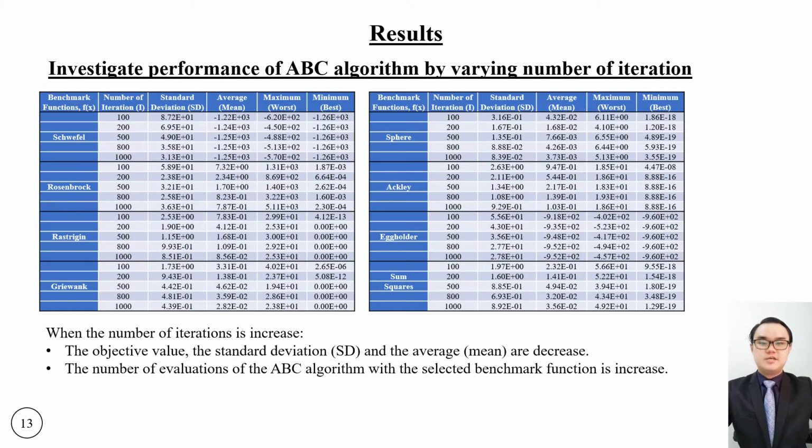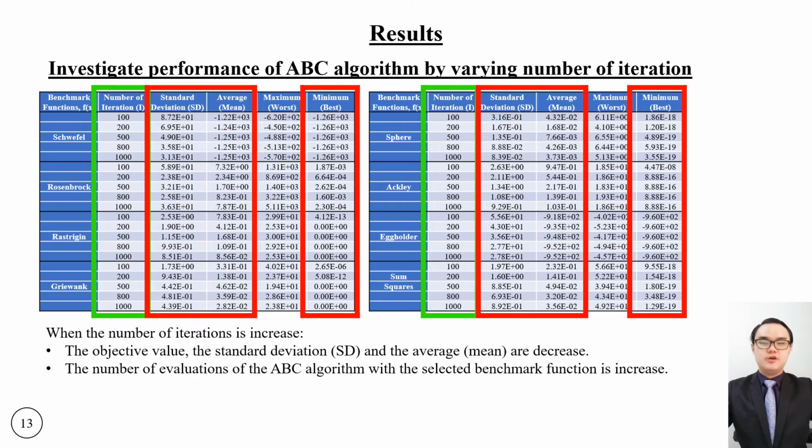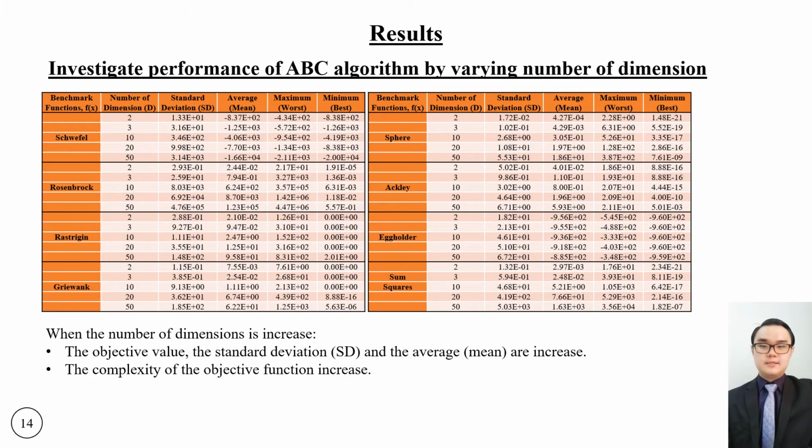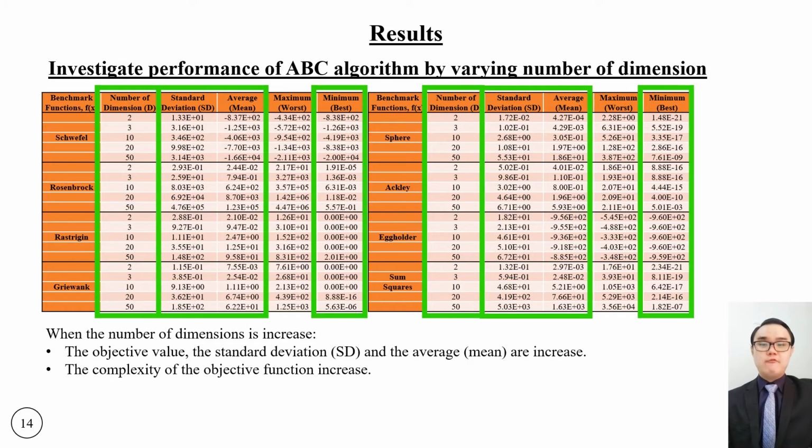The results of investigating the performance of the ABC algorithm by varying the parameters show that when the number of iterations is increased, the objective value, the standard deviation, and the average are decreased. This is because the number of iterations of the ABC algorithm with the selected benchmark function is increased. Next, when the number of dimensions is increased, the objective value, the standard deviation, and the average are increased. This is because the objective value becomes harder to reach the global minimum point as the complexity of the objective function increases, and the range of the objective value for 30 independent runs becomes high.